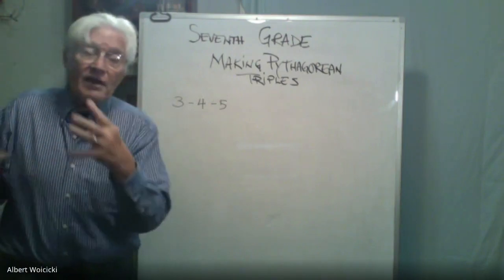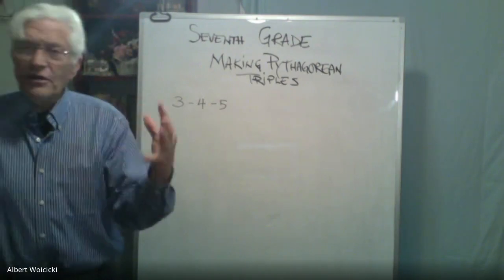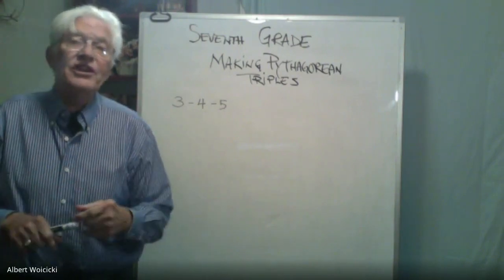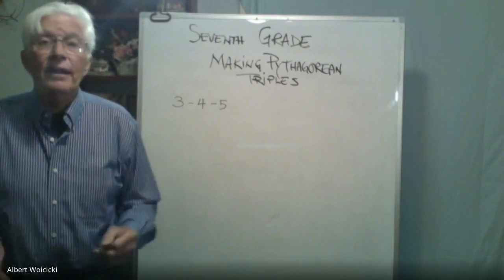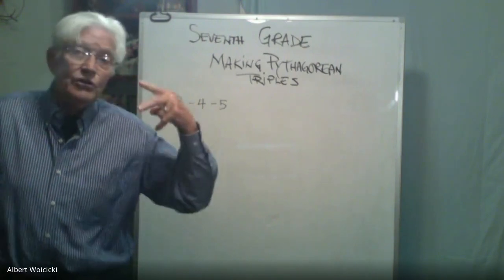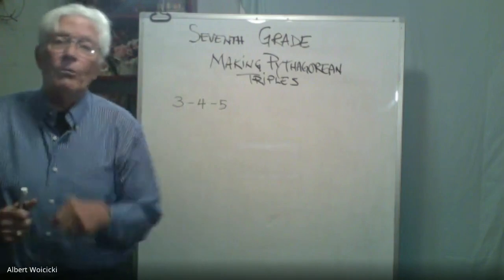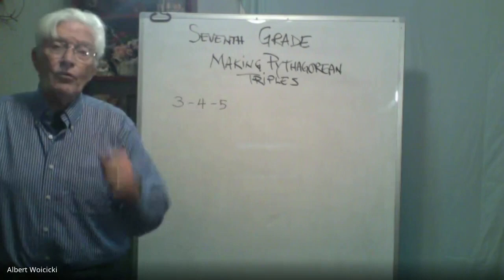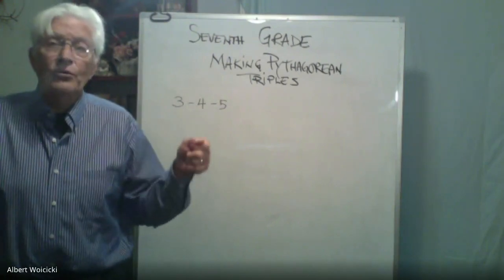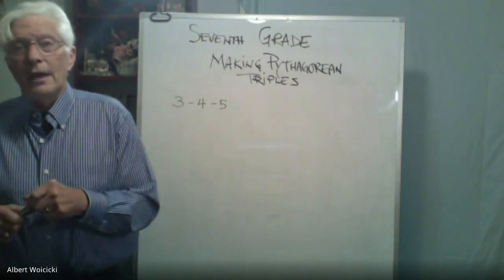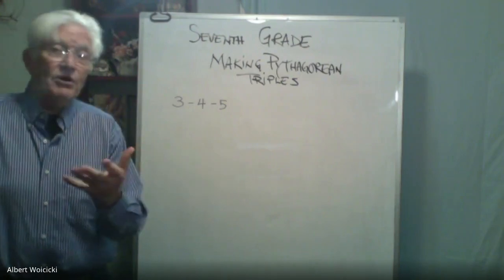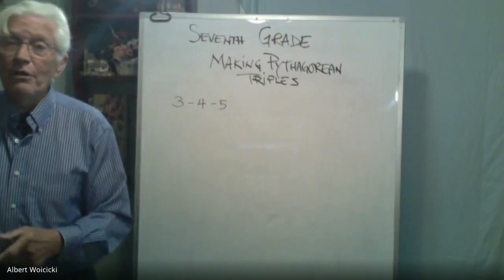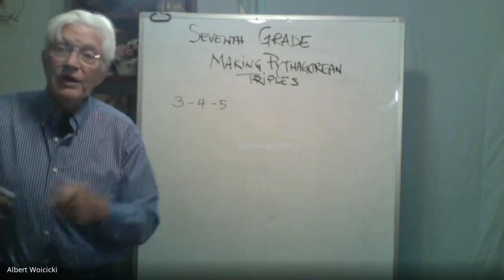And oddly enough, my father-in-law was a home builder, and he had a second grade education. Came from Canada, had a second grade education, and he knew two things about building homes. He knew 3, 4, 5, and he knew that water sought its own level. And with that, he could build homes with things being plumb and square, and they turned out to be beautiful.